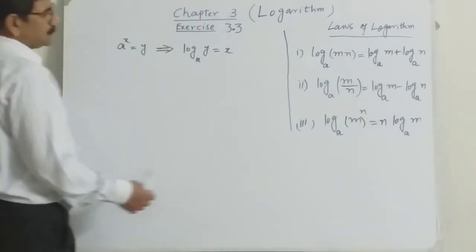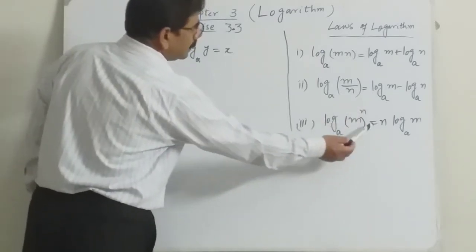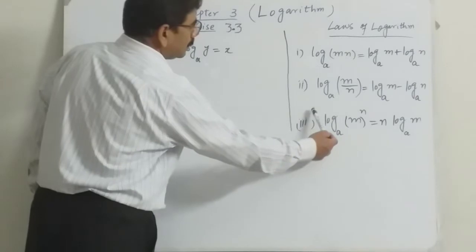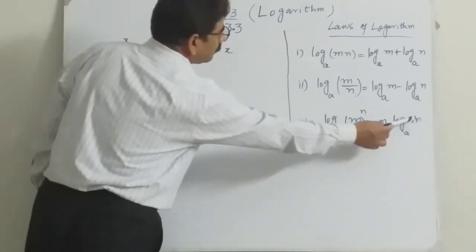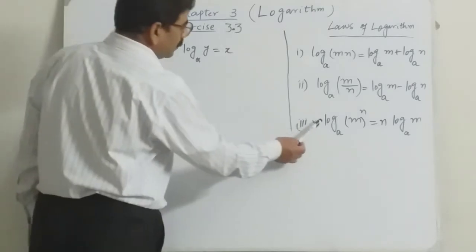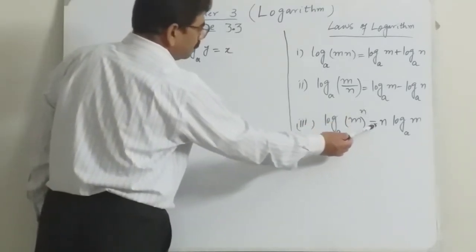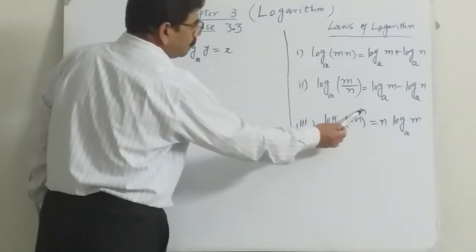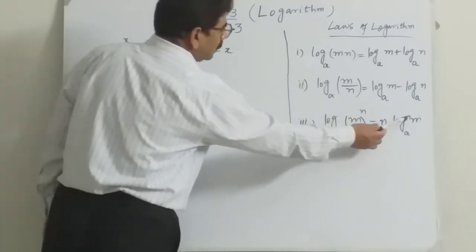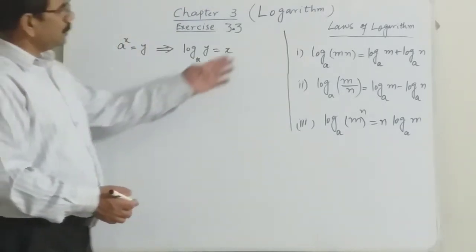And third law is log of m to the power n to the base a is equal to n multiplied by log of m to the base a. Means that if we have logarithm of a number raised to some power n, then that will be equal to power n multiplied by log of m to the base a. These are the three laws.